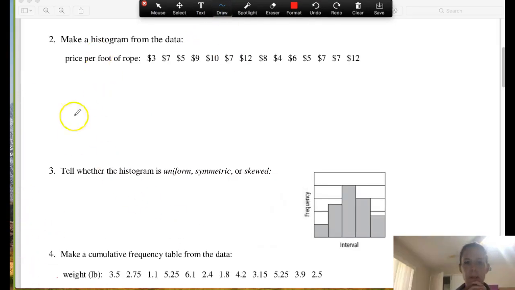Okay guys, number 2, we're going to make a histogram from this data set. Before we make a histogram, let's make ourselves a frequency table so we can do an accurate histogram. This is going to be the price. So let's do the price here. And how often does that occur? Frequency.